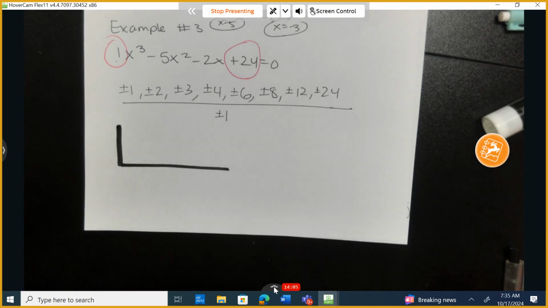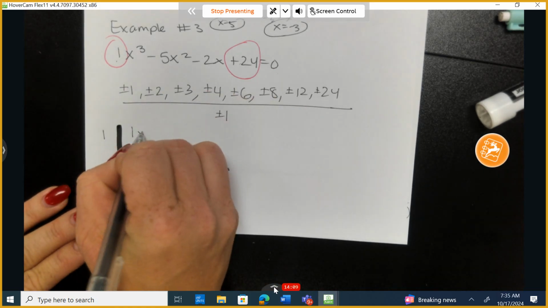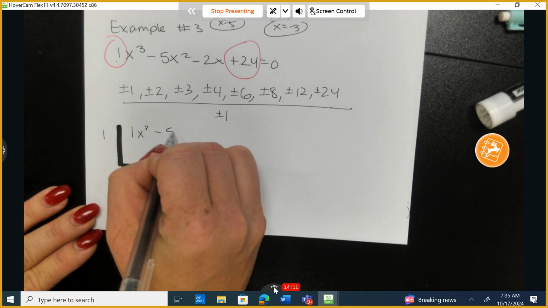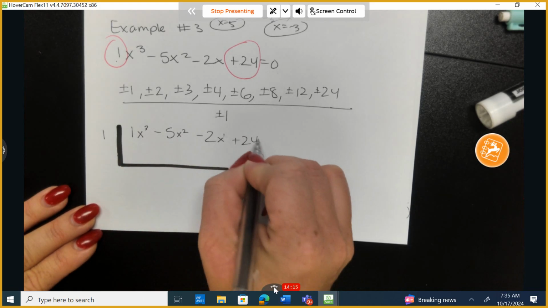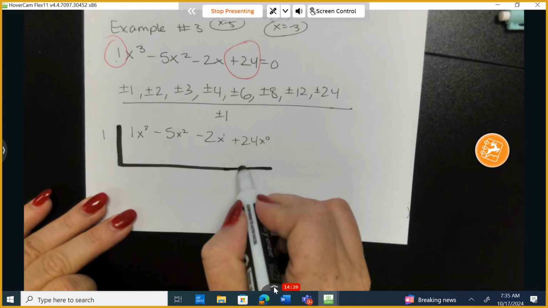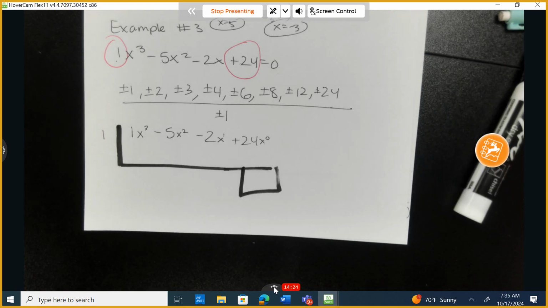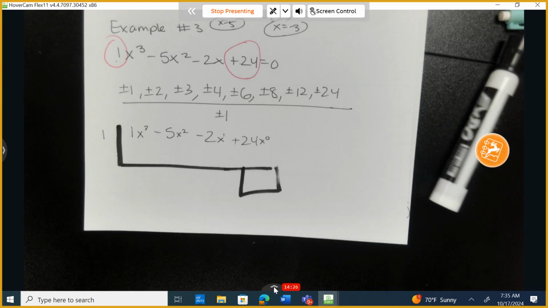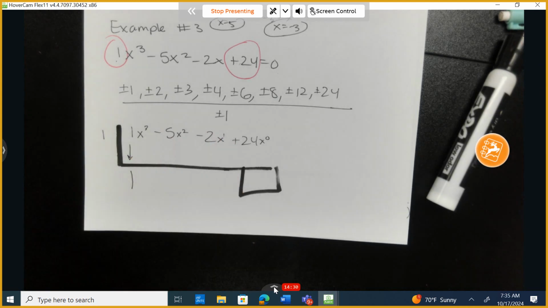Since this is our third example, I'm going to speed it up a little bit. Looking up above, I have 1x cubed, minus 5x squared, minus 2x, plus 24 is 0. The nice thing about this one is that nothing was missing, so I didn't have to put a placeholder of 0 in any position. I'm going to drop down the 1 right now, and I'm ready to do the mama method.